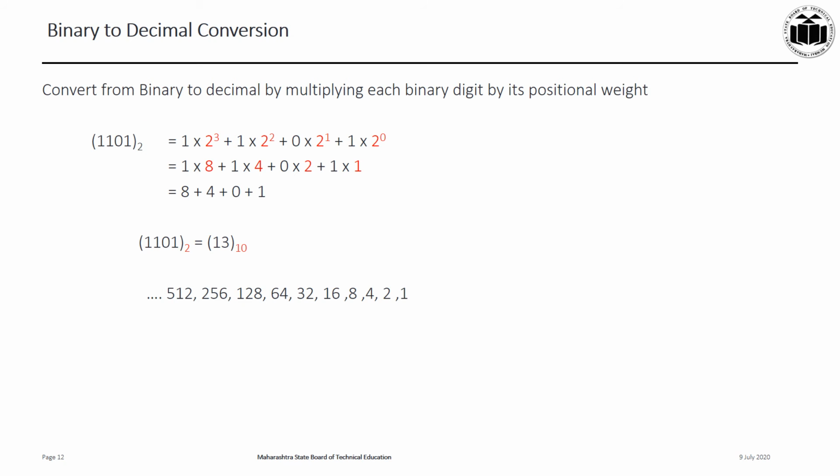Binary to decimal conversion. In order to convert a binary number to a decimal number, you have to multiply each binary digit by its positional weight. The example given over here is the binary number 1101. As you can see, each bit starting from the least significant bit is multiplied by the positional weight. The summation of all gives you the decimal representation, which is 13 in this case.